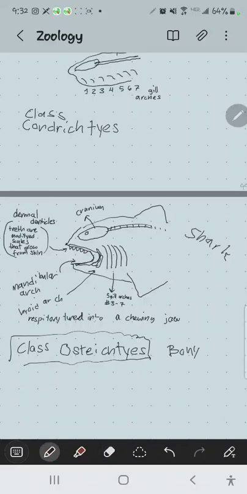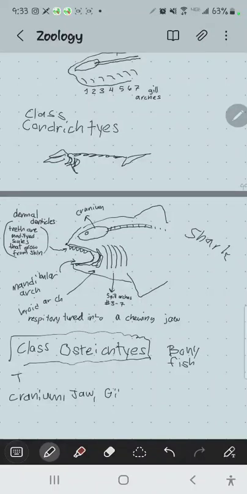But the main difference here with the fishes versus the sharks is all of this is combined. The cranium, the jaws, and the gills are all combined together into what's called a skull. So the definition of a skull is when you have your cranium, your jaws, and your gill arches all bundled together in a big unit. And a lot of that's been replaced by bone. So let me go ahead and see if I can draw a bony fish skull here.